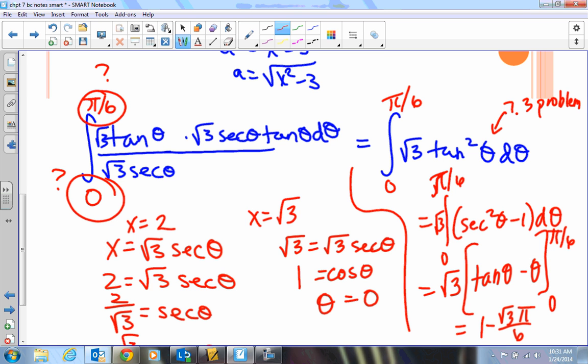Nailed it. Minus pi and 3 over 6. Alright, 1 minus radical 3 pi over 6. That is that problem. Don't put your notes away yet.